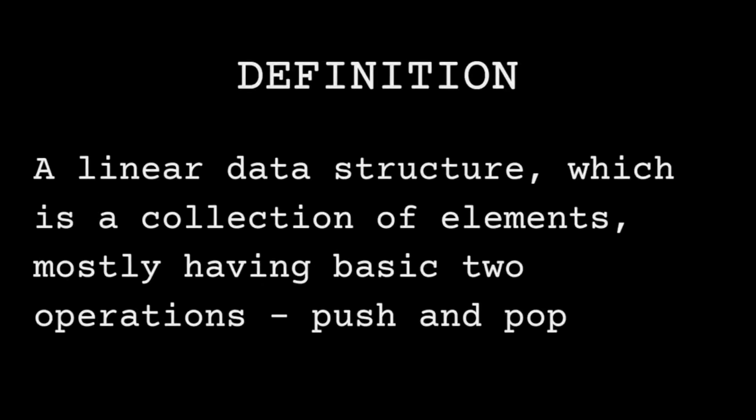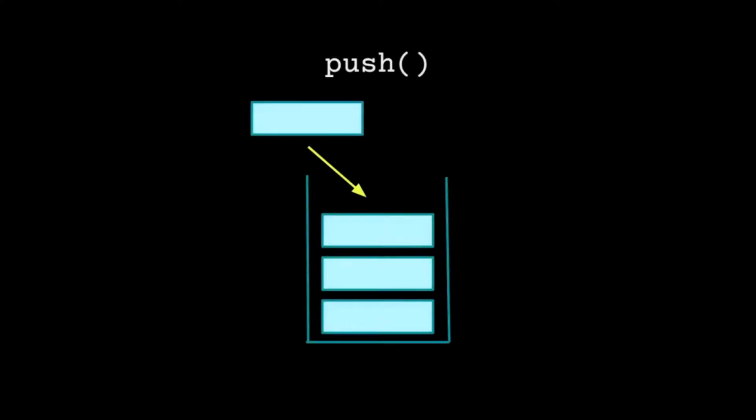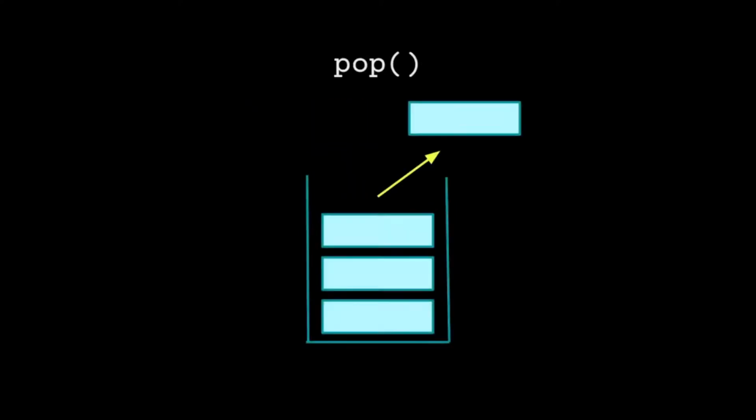So, stacks are a linear type of data structure, basically a collection of elements of the same data type, and stacks have two operations in their most basic form, push and pop. Push to insert an element into the stack, and pop to take an element out of the stack, or take out the last element from the stack.